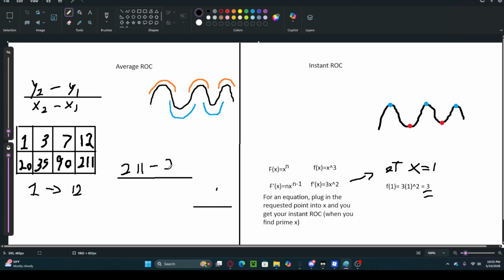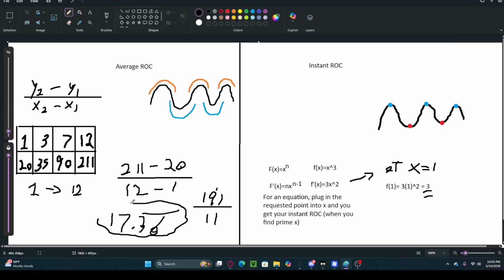minus 20. And then on the bottom, you do 12 minus 1. And then you would just solve that out. So 211 minus 20, that's going to give us what, 191? And 12 minus 1, that's going to give us a solid 11. Then you would just divide that, take out your nice calculator, which I now have to grab. And 191 divided by 11 is 17.36 repeating, right? This is your average rate of change. That is how you get it.